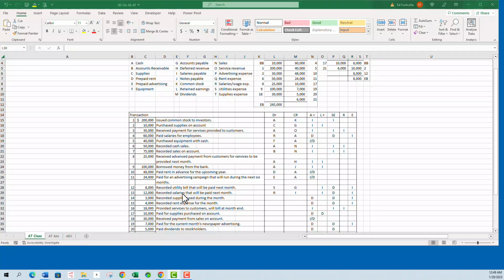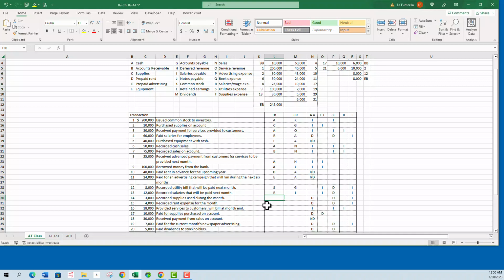Number 14 says we're recording supplies that were used during the month. Okay, earlier we bought supplies. When we bought supplies, we treated them as an asset. As we use those supplies up, they become an expense. So the two accounts involved in this transaction are supply expense and supplies. Supplies expense is an expense, and it represents the amount of supplies used that we had previously purchased. So it's increasing.